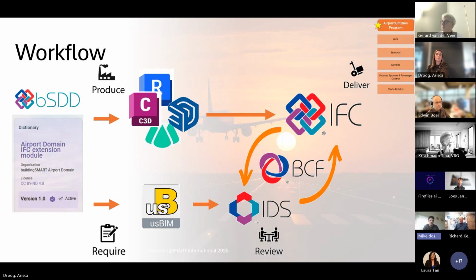You model your software, you pull in the bSDD data, create an IFC. You pull in the bSDD data into, in this case, the USBIM IDS editor to create an IDS. Use the IDS to validate the information that's in the IFC. And if there are errors, you can use another open standard called BCF to communicate the errors in the model, correct them, and produce a fully standard digitalized IFC model, which is compliant with the bSDD airport domain.